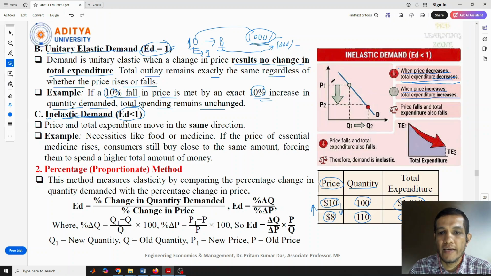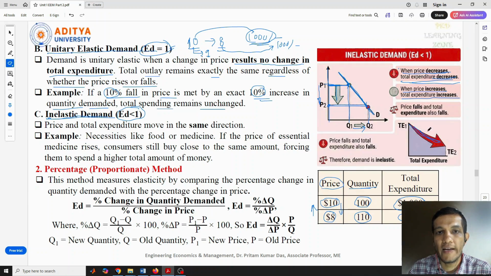The same thing we can take in the graph. Here you can see the price of the product decreased from $10 to $8. And what about the quantity? The quantity also increased here, but the total expenditure decreased. Here we will get the same plot as previously. If you put $10 here and the quantity ordered 100, and this is $8, the quantity ordered here is 110. So we can get the demand curve, this one.